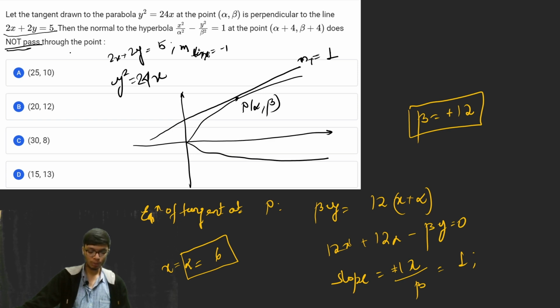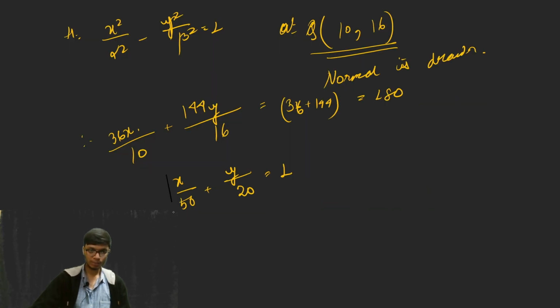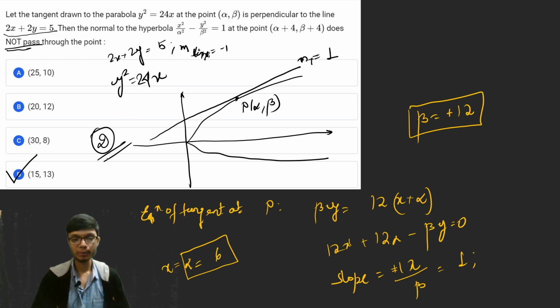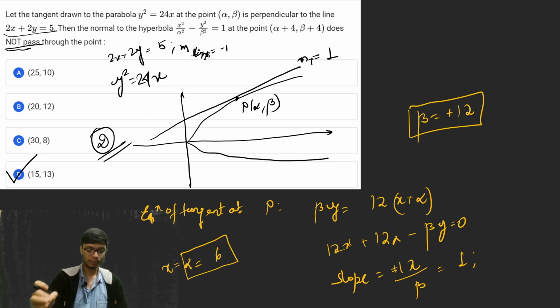If you go on putting in these options, you will find that option D does not satisfy this equation. That means option D is the right answer to this particular problem. I hope you have got this problem. This problem focused on the parabola, and then it made us find the hyperbola. These are pretty straightforward problems, but you need to understand the equations of tangent and normal for each of the conic sections.